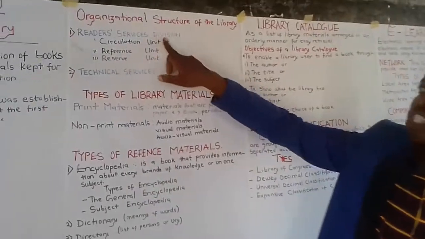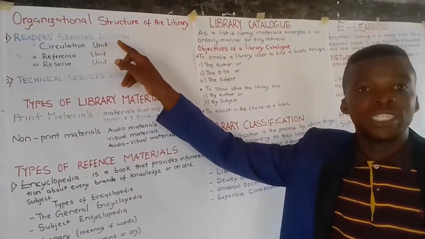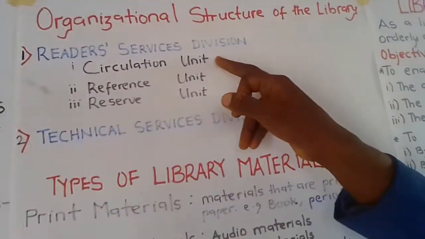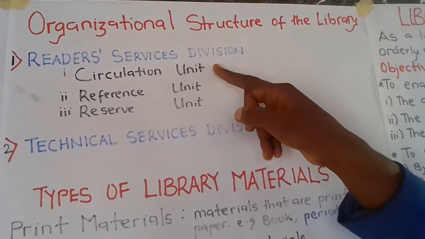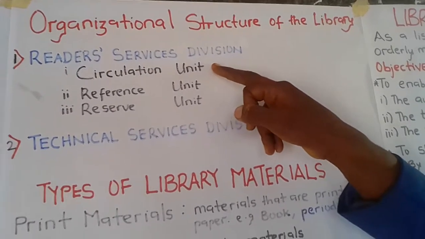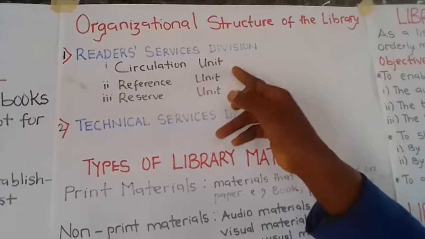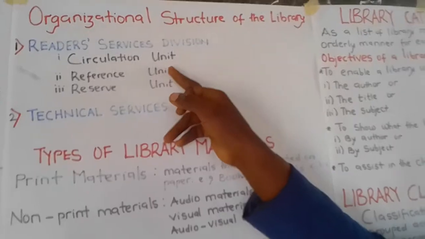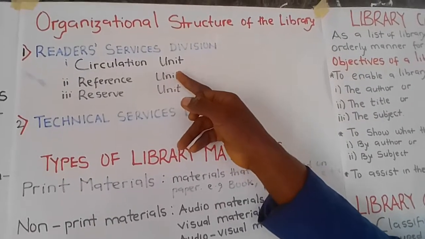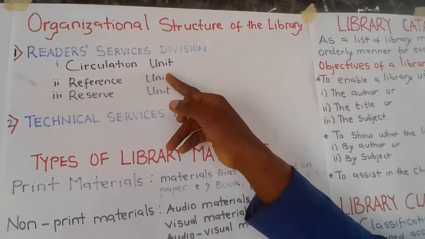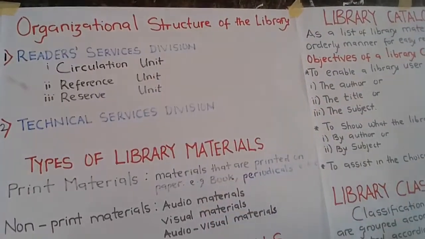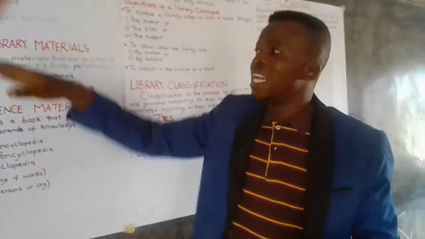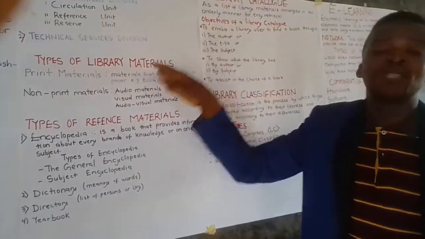Under the reader service division, we have the circulation unit. They borrow out books and they return books back. That is the work of circulation. The circulation unit registers the library users. They give you a book and they collect it back. We have the reference unit. What happens in the reference unit? Their duty is to give you books, not for borrowing for a long period of time, but hourly. Those materials that are not much in quantity, they give you as a student to make reference to them. We have the reserve unit. And let's move straight to the types of library materials.